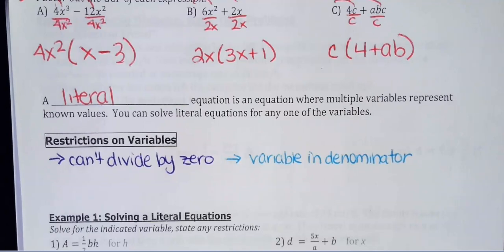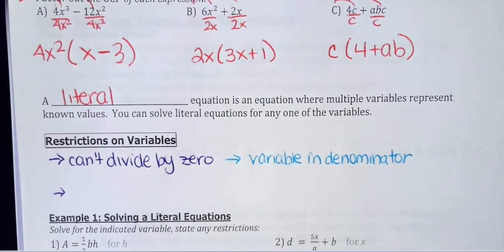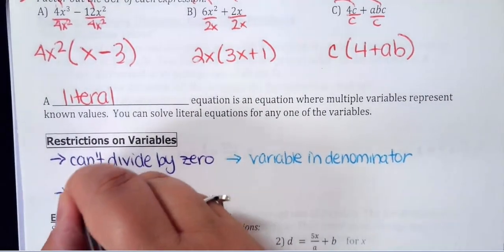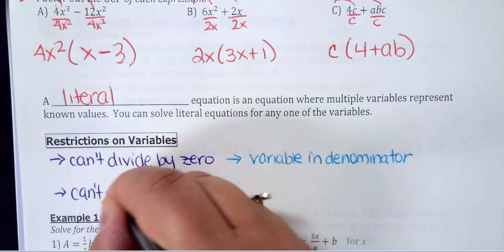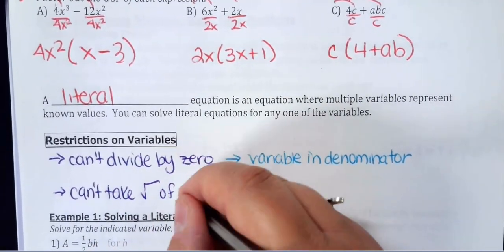This is the more typical restriction that you have to worry about. So in any of these questions, if we get a fraction as our answer and there's a variable in that denominator, we'll have a restriction. The other situation, and this does not come up very often, is that you can't take a square root of a negative number. It doesn't exist.